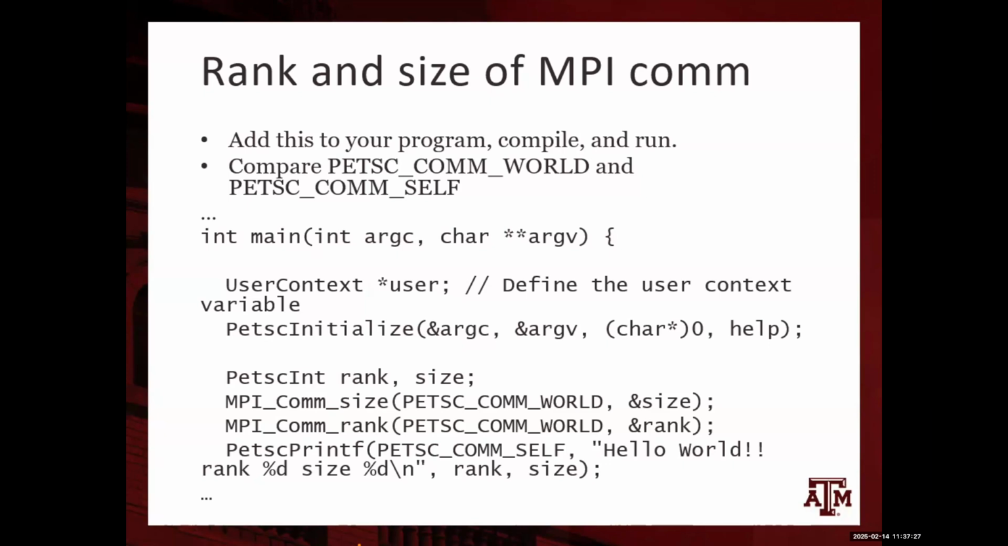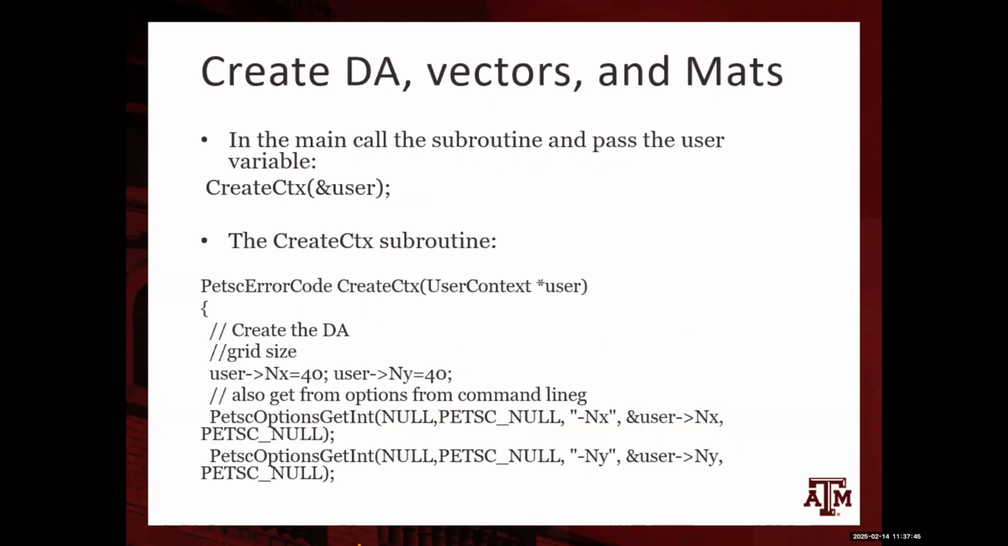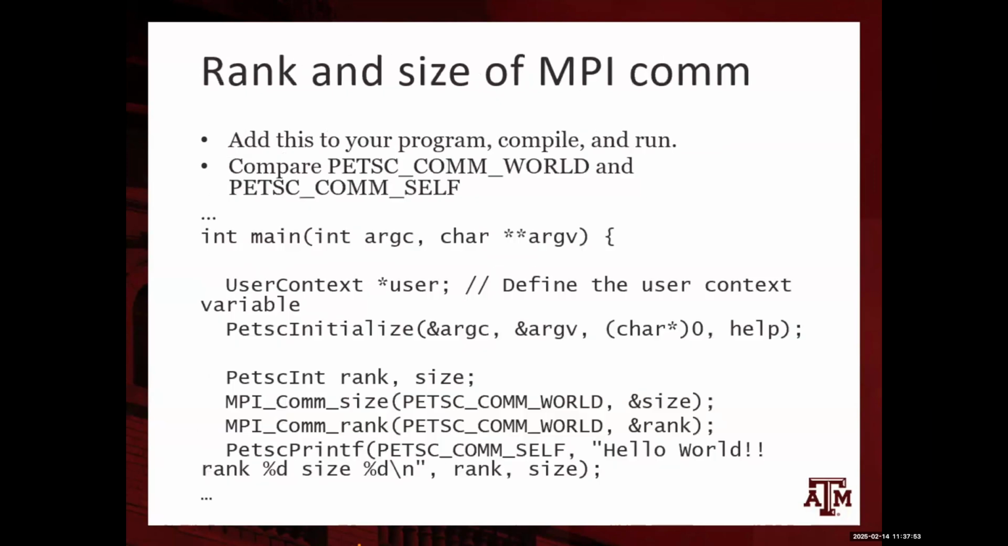So PETSC_COMM_SELF is basically the communication for each of the processes. So if you put WORLD, it's only for rank 0. Oh, so WORLD equals 0? Yep. For example, if you put WORLD here, it's only going to print it once for rank 0. You can test it. Change SELF to WORLD, and then you're going to see it's only going to print it for rank 0.